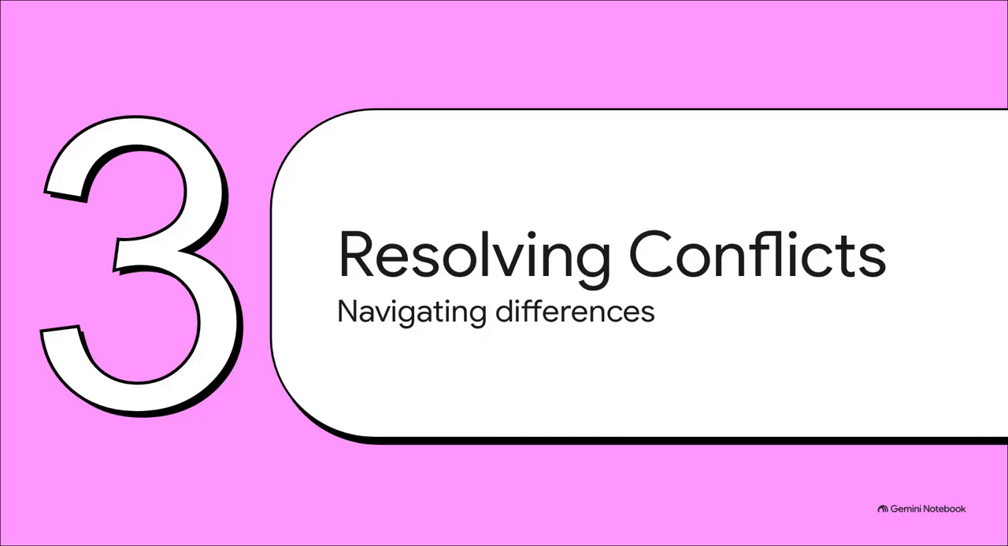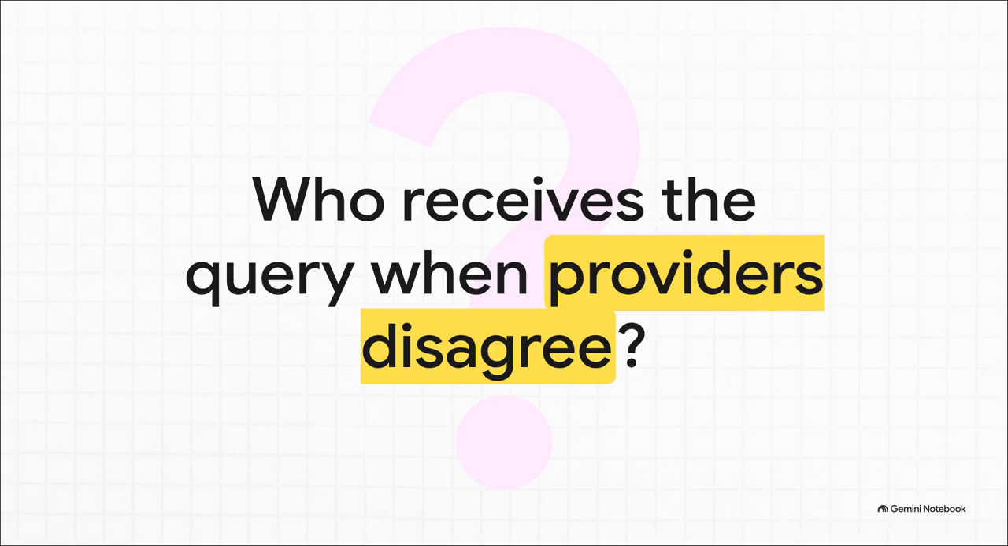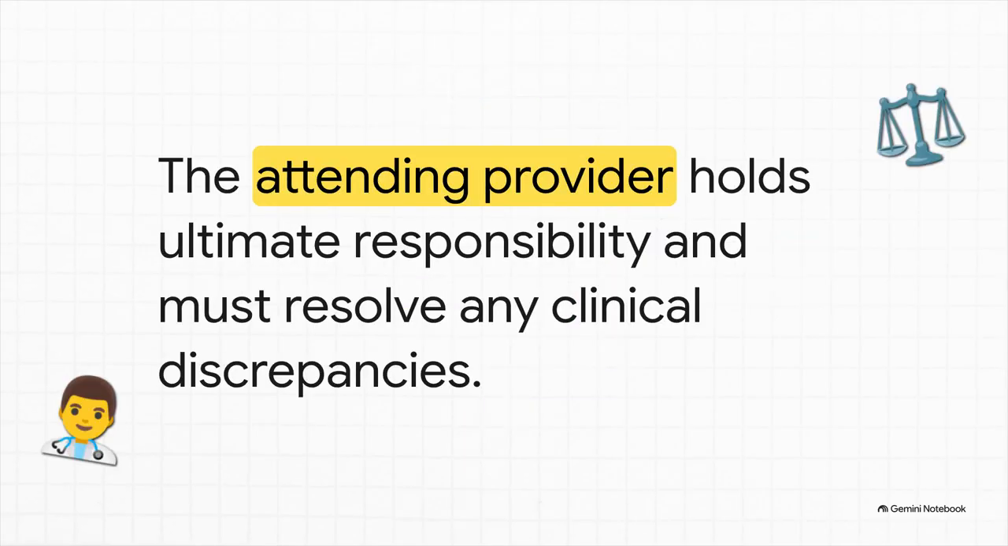Right, let's jump into Section 3, resolving conflicting provider documentation, navigating clinical friction. So, we've all been here. It's a classic dilemma. The hospitalist writes one thing in the progress note, let's say acute renal failure, but then the consulting nephrologist puts chronic kidney disease in their consult note. Two completely different stories. So, who do you actually query to fix this discrepancy? The definitive answer? The attending provider, always. They hold the ultimate responsibility for the patient's entire diagnosis and care plan.